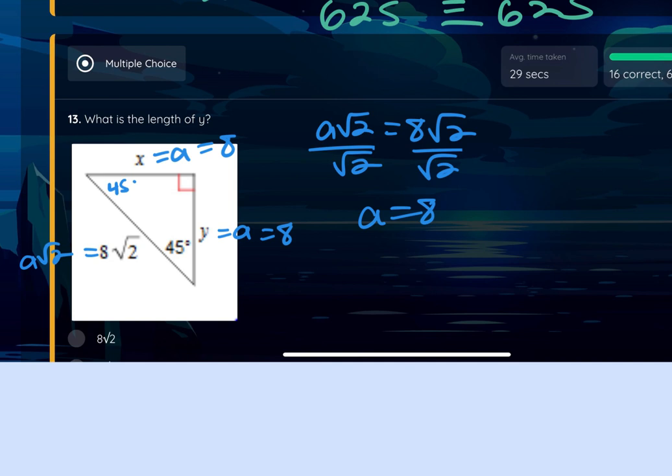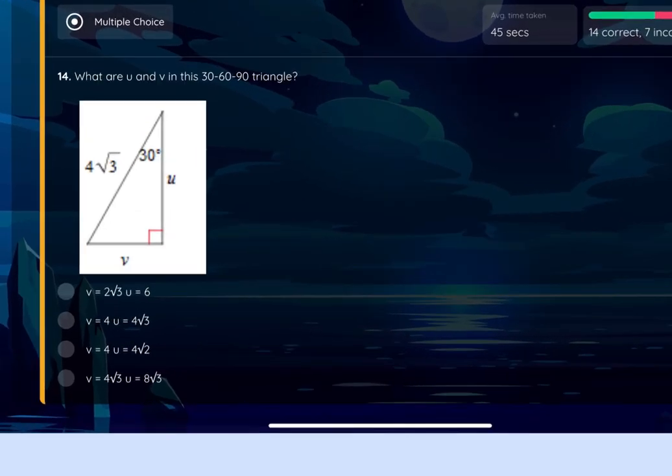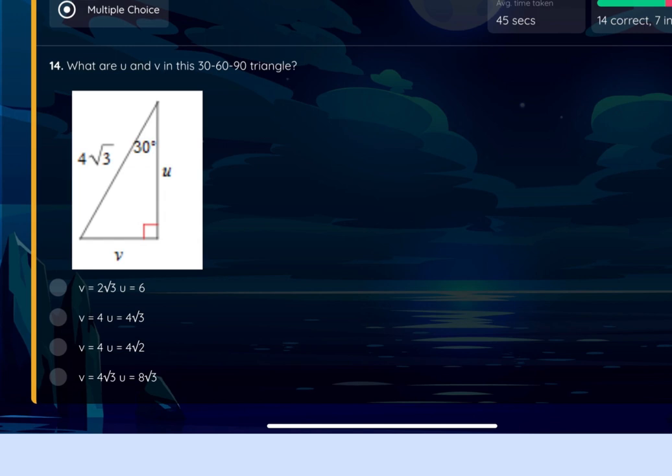That was the most wrong one. Just square it next to the number. This one's 30, 60, 90. So opposite the 30 is your a. Opposite the 60 would be your a root 3. And opposite the 90 would be your 2a.